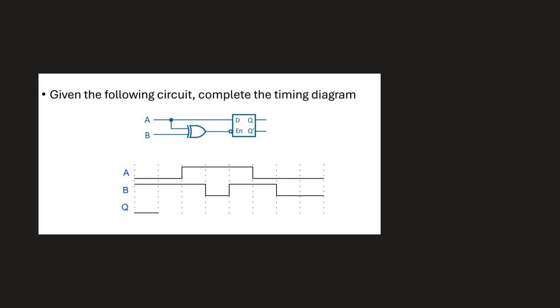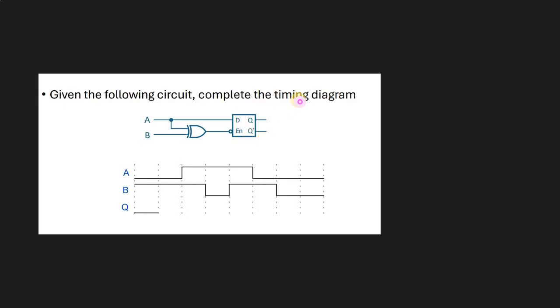Alright guys, so let's go ahead and do this timing diagram that we have over here. In this diagram, as you can see, we have an exclusive OR gate. This means that if either of the inputs A or B is equal to 1, then the output is going to be 1. Only one of them has to be 1 for the output to be equal to 1. So that's what the exclusive OR gate means.